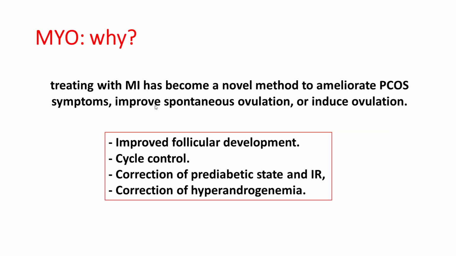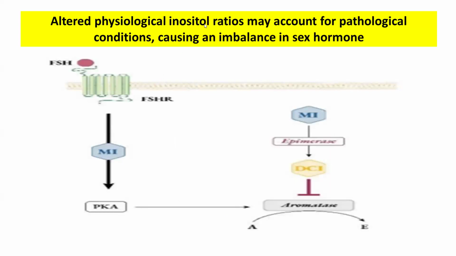And Mayo is treating patients because it is a novel method to ameliorate PCOS symptoms, improve spontaneous ovulation, and induce ovulation, improve follicular development, cycle control, correction of pre-diabetic state and insulin resistance, and correction of hyperandrogenemia. So it is a new concept of management of PCOS, and an altered physiologic Inositol ratio may account for pathologic conditions causing an imbalance in sex hormone.